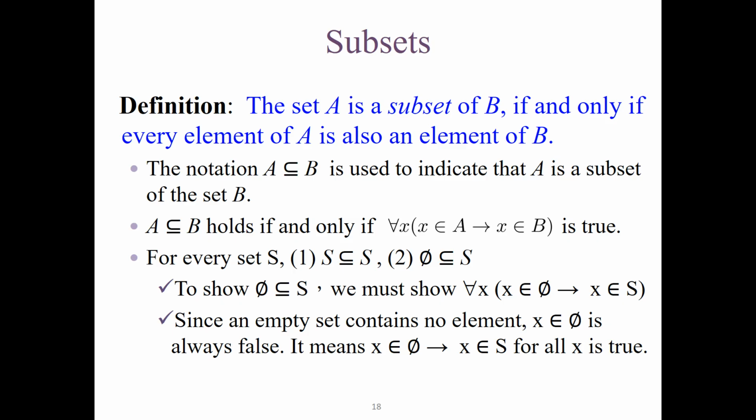However, x in the empty set, this is false, right? So we already know the truth table of implication. Once the first term, in if P then Q, if P is false, then no matter what the value of Q is, true or false, the implication will be true. So this tells us that this is true, and the empty set is a subset of S.